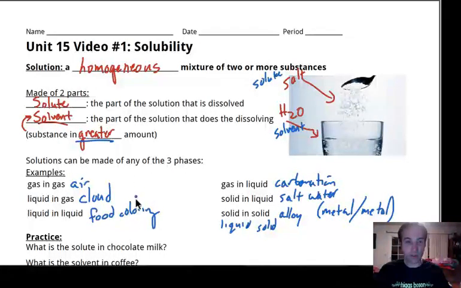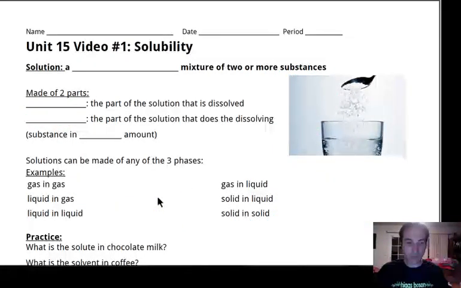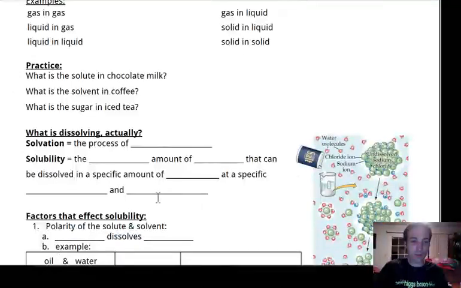The key thing about a solution is that it's a homogeneous mixture made up of two or more substances, and don't get too hung up on the phases. It can be any of the three phases. Alright, so let's do a little practice real quick.